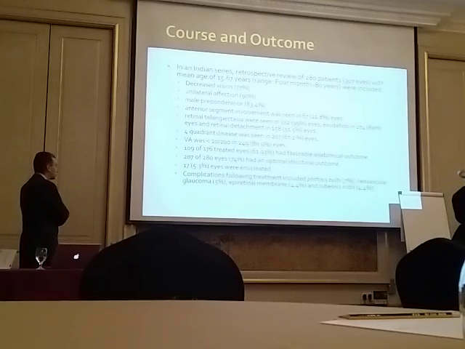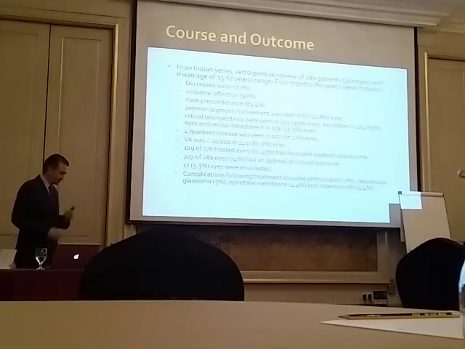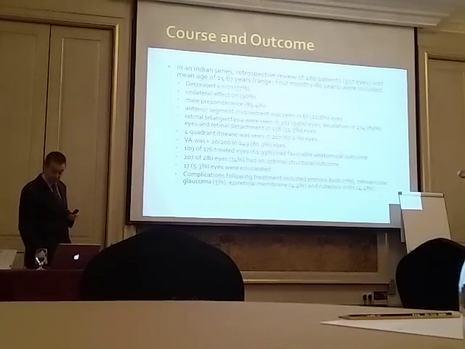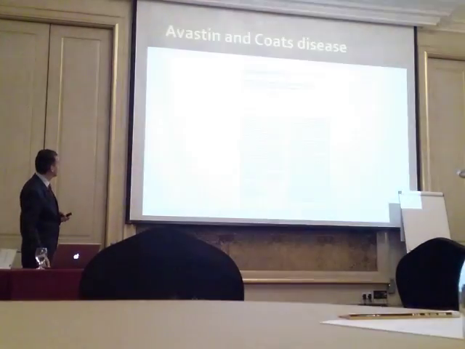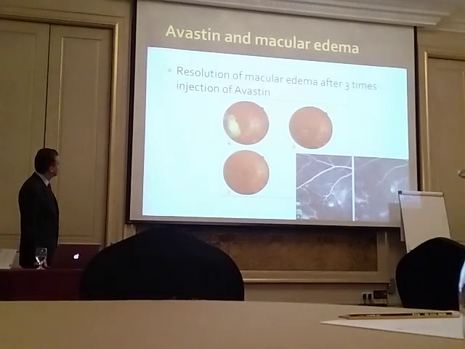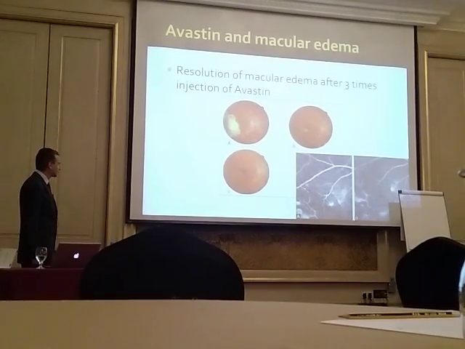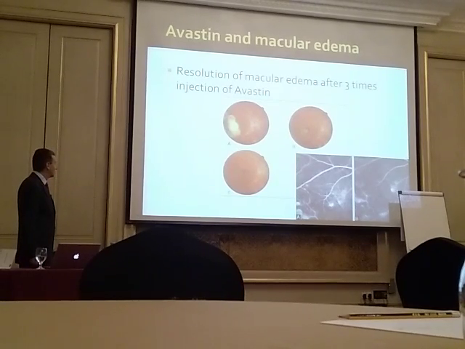Complications following treatment, especially cryotherapy, resulted in phthisis bulbi, neovascular glaucoma, epiretinal membrane formation, and bullosa iridis. Because of these complications, other treatment modalities were developed. For instance, Avastin has been reported in certain cases of Coats disease. You also have this case where Avastin was given and the resolution of the exudation was good after 3 monthly injections of Avastin.